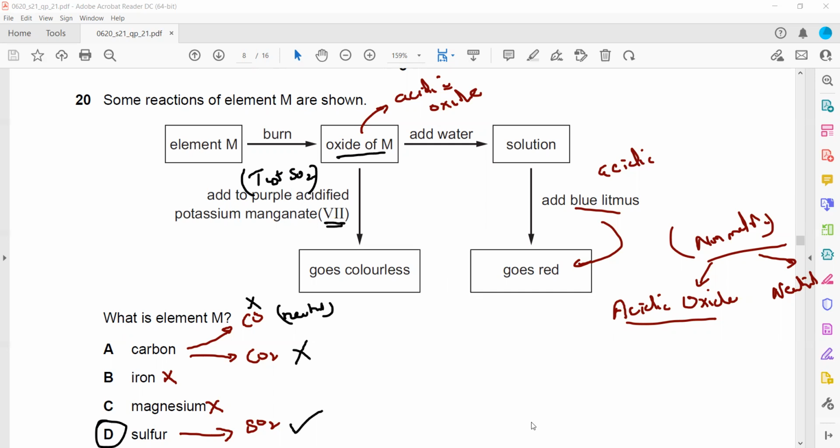These are the first 20 questions from the May-June 2021 paper. The next session will discuss more from this.